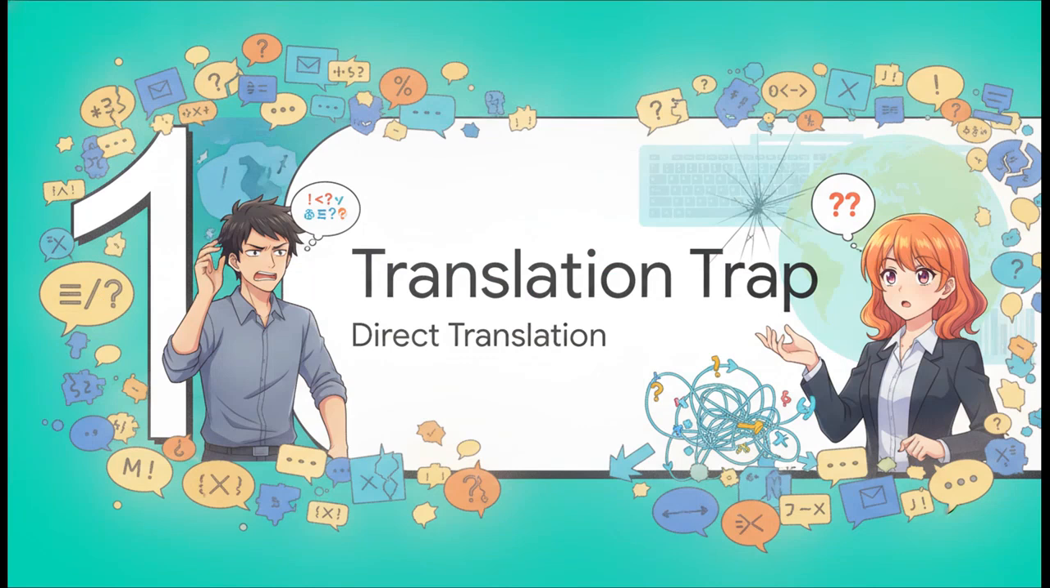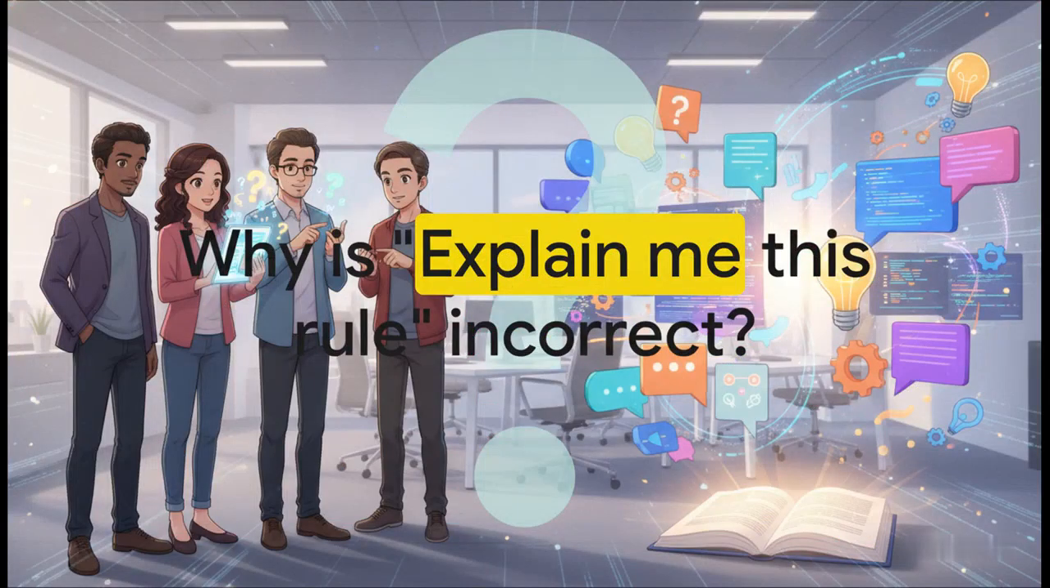All right, kicking things off with Section 1, the direct translation trap. One of the biggest reasons our workplace English sometimes sounds just a little bit off is because we instinctively try to translate directly from our native languages. That habit can lead to some surprisingly embarrassing communication failures with our colleagues. So let me ask you, why is the phrase "explain me this rule" incorrect? It's a super common trap we fall into when asking a boss or colleague for help. It sounds fine, right? But to a native speaker, it completely misses the mark.